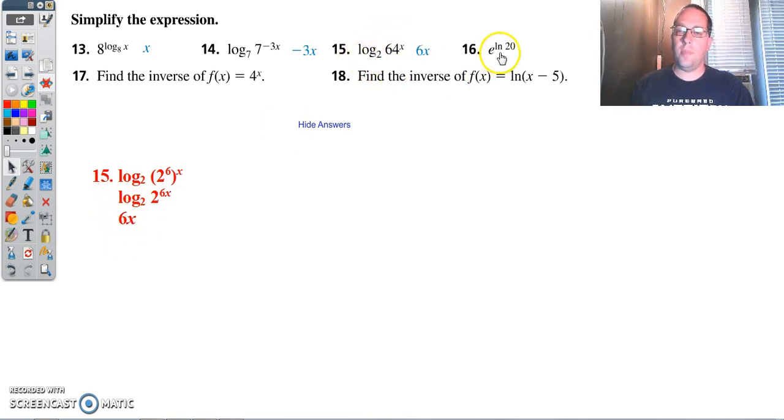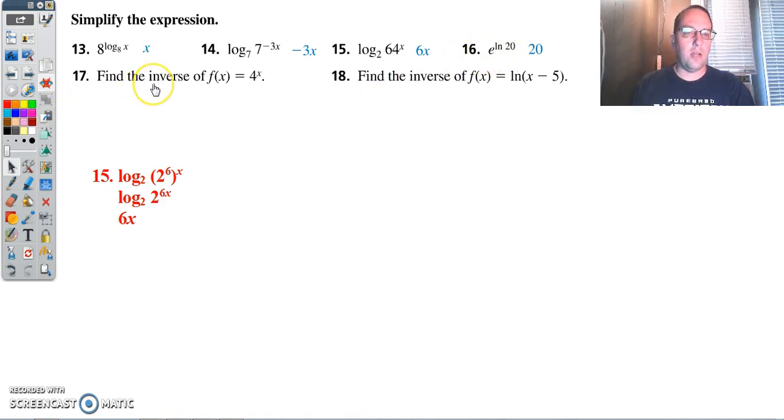All right. 16, we have the base of the exponent is e, the base of the logarithm. We don't see one there, but it is ln. This is log of the natural base, so this is log base e. So again, the bases are the same, so they cancel out, and we're just left with 20.